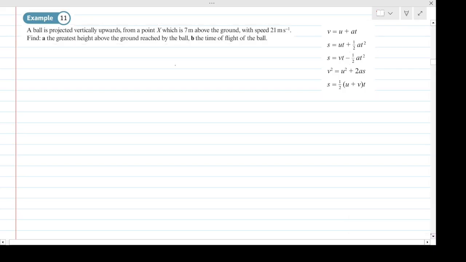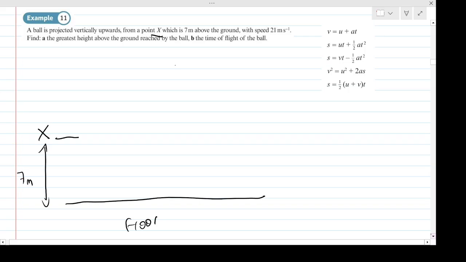Okay, so if we draw it again, let's have a floor, and then we have this point X. This point X here is 7 meters above ground. So 7 meters here. So the ball starts here, and I'll draw this little dot. So it's 7 meters above ground with speed 21.